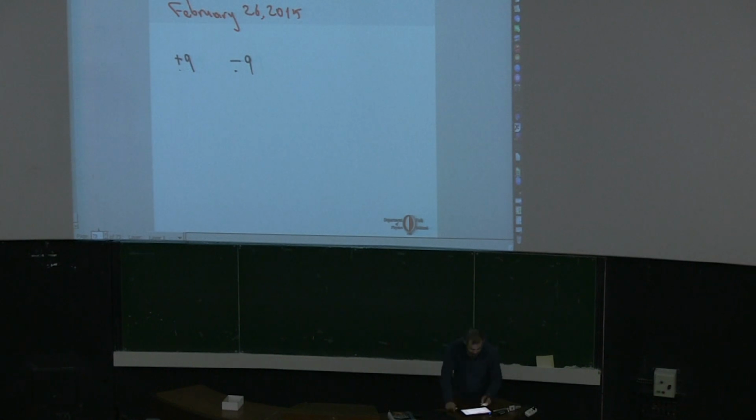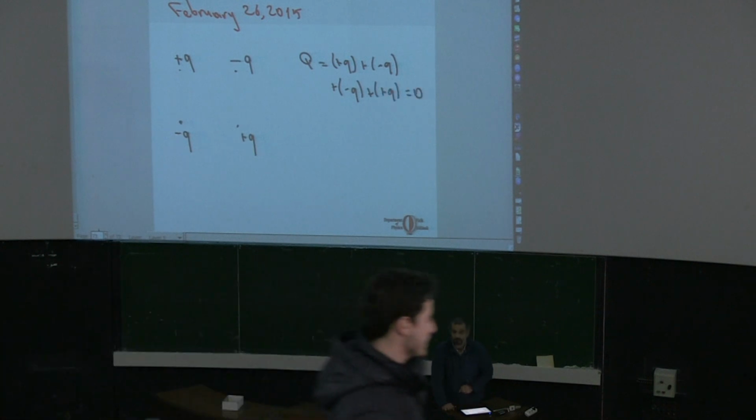Now, you can even imagine configurations in which, for example, you put a minus Q over here, you put a plus Q over here. So this configuration has 0 net charge. The net charge is plus Q, plus minus Q, plus minus Q, plus Q. This is equal to 0.